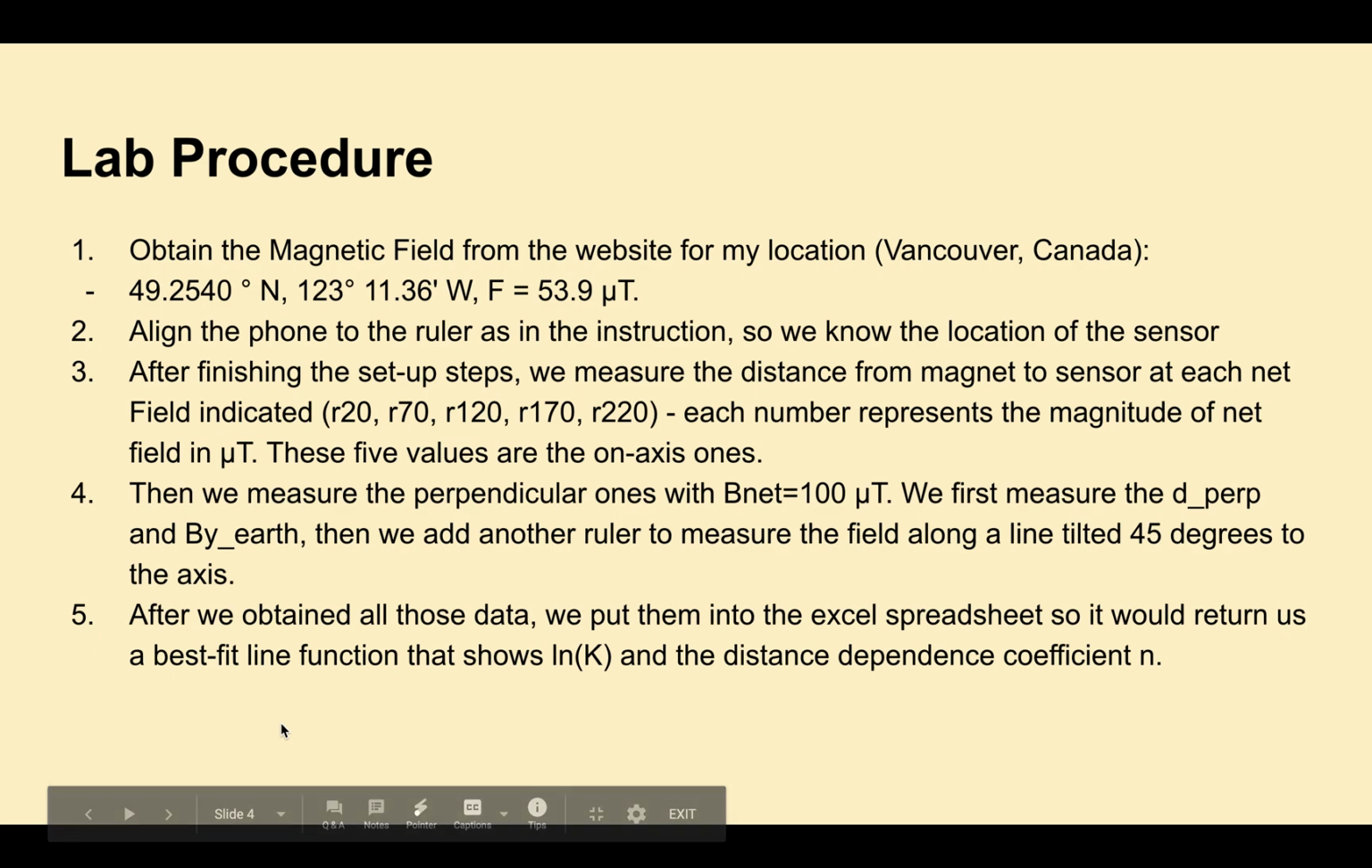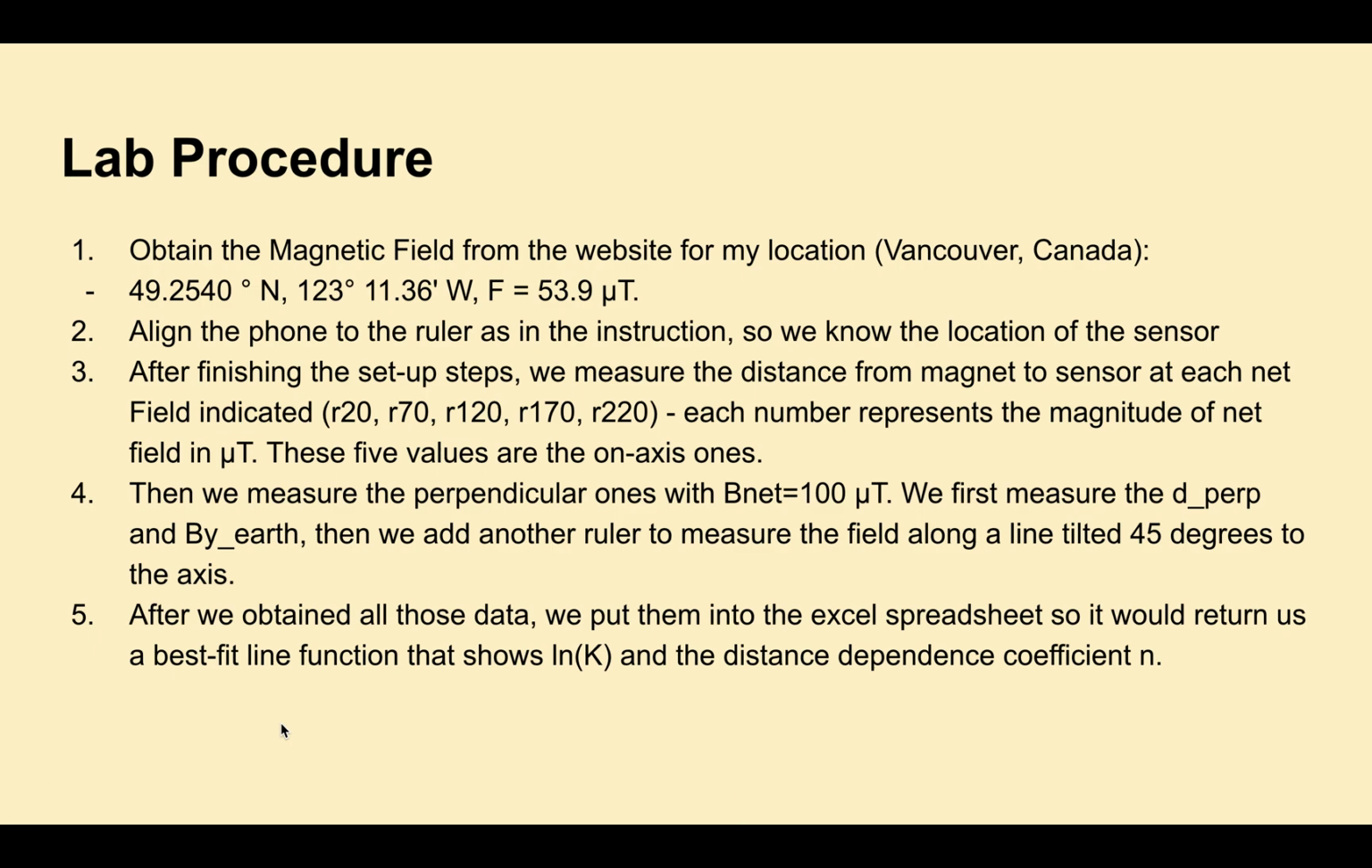Lab procedure. 1. Obtain the magnetic field from the website for my location. 2. Align the phone to the ruler. 3. After finishing the setup steps, we measure the distance from the magnet to the sensor at each net field indicated from the instructions.